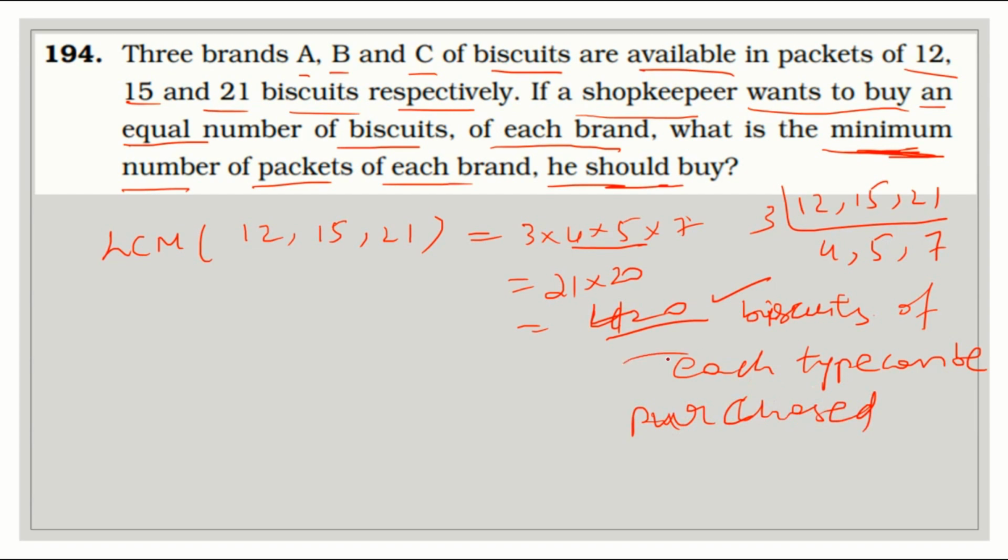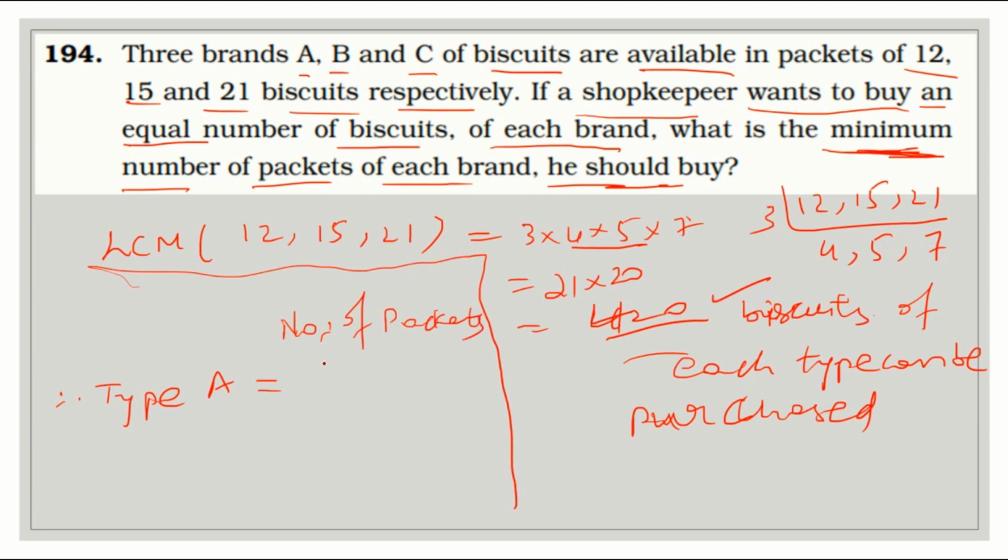So 420 biscuits of each type can be purchased. Therefore type A, in a packet 12 biscuits are there. How many packets to be ordered? Number of packets to be ordered, 420 by 12 will give how many packets to be ordered, which is 35.